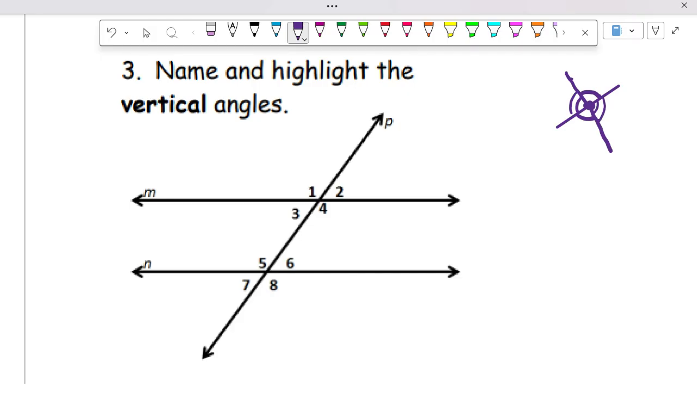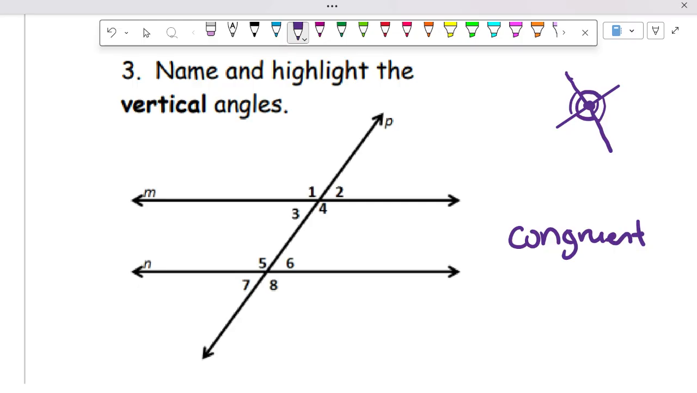So, what's true about vertical angles? Are they going to be congruent or supplementary? Come on, guys. You got like a 50-50 shot of getting that right. Nope. They're congruent. All right. So, vertical angles are always congruent.